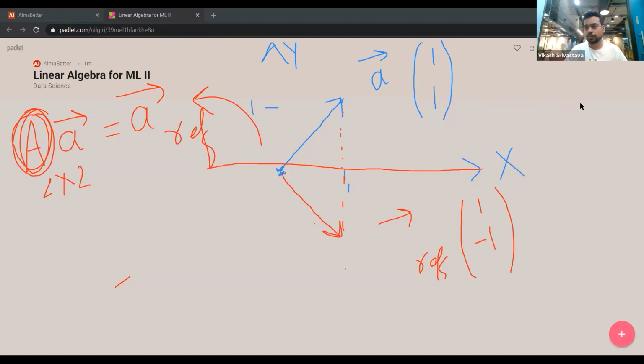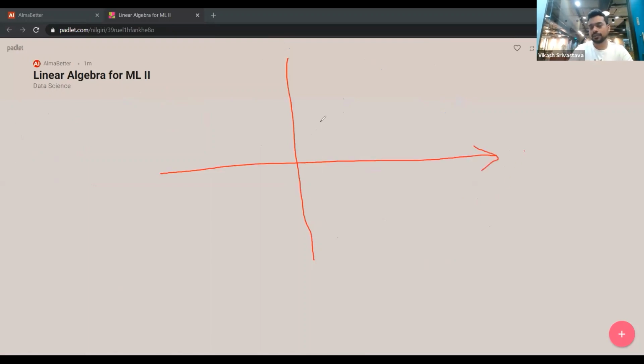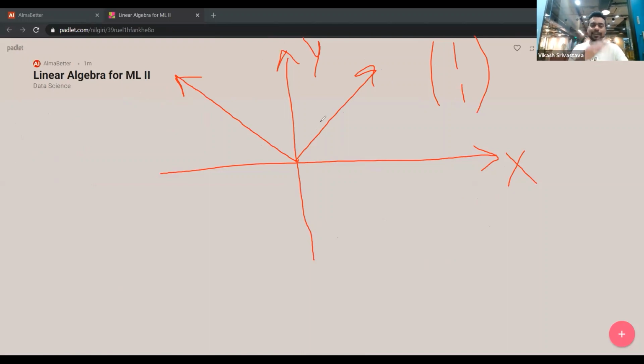Now let's change the question a bit. I'll clear all the drawings from here. Let's say I want to do a similar operation, a reflection. Of course, this is again 1 comma 1. Now I want to get this vector reflected about the y-axis. What should be the corresponding A? Can you please tell me over the chat? Please don't use the Padlet.